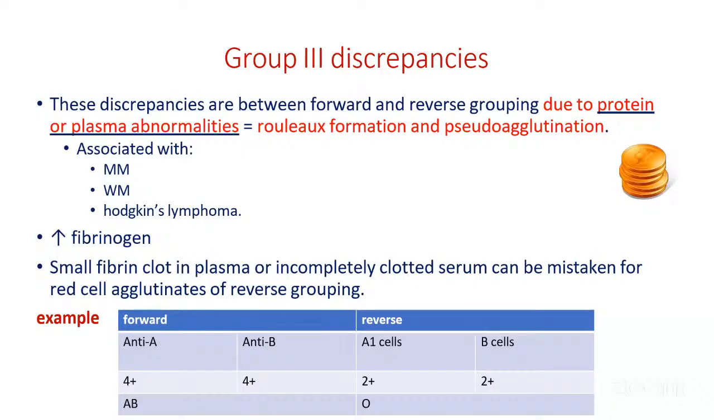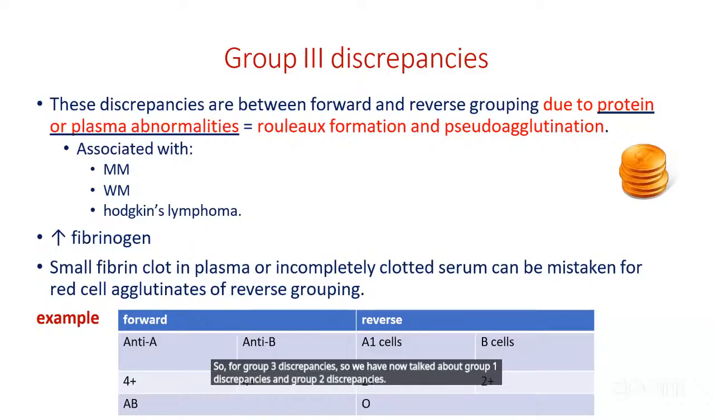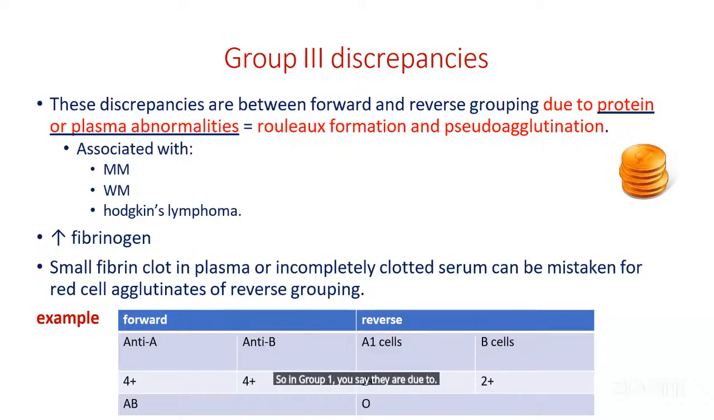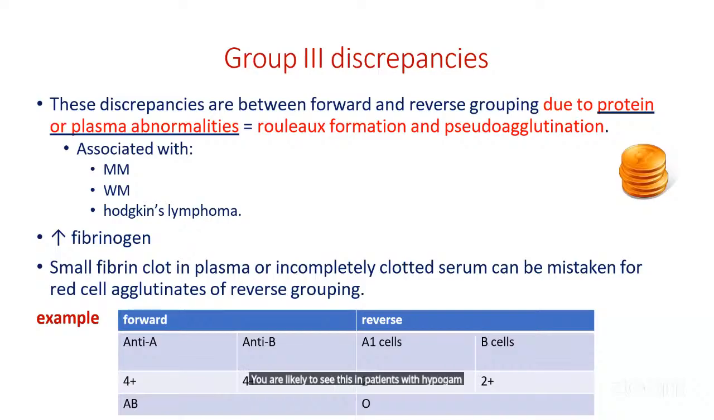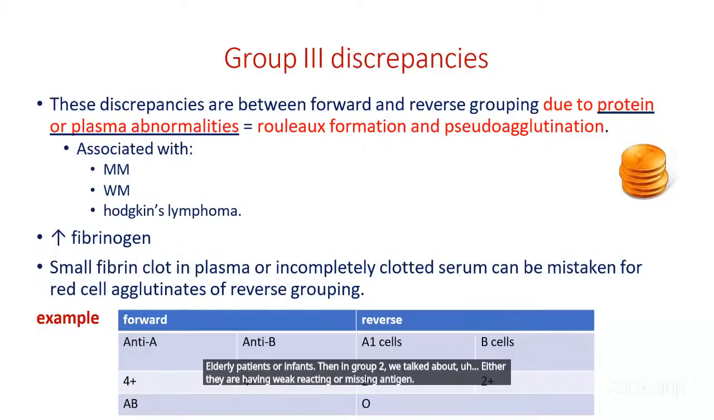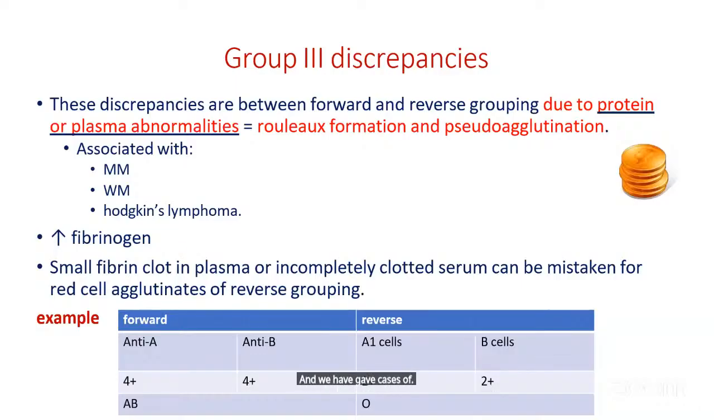So for group 3 discrepancies, we have now talked about group 1 discrepancies and group 2 discrepancies. In group 1, we said they are due to either weak or missing antibodies, and we even cited some cases: you are likely to see this in patients with hypogammaglobulinemia, elderly patients, or infants. Then in group 2, we talked about weak reacting or missing antigens, and we gave cases of subgroups, acquired B phenotype and even the BA phenotype.